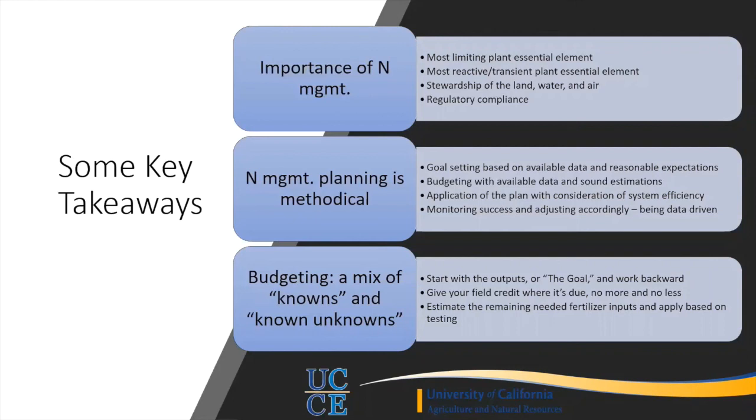and actual management practices. With regard to nitrogen management planning, remember there are four main components of a nitrogen management plan. There's the goal, which we set based on data that's available to us, and we also keep reasonable expectations. We budget with available data and then make sound estimations, usually about the efficiency of our credits and inputs. Then we actually make the application. We execute the plan, and we always consider the efficiency of fertilizer and input applications.